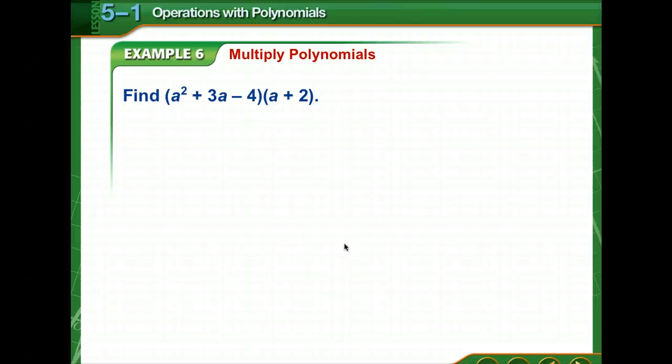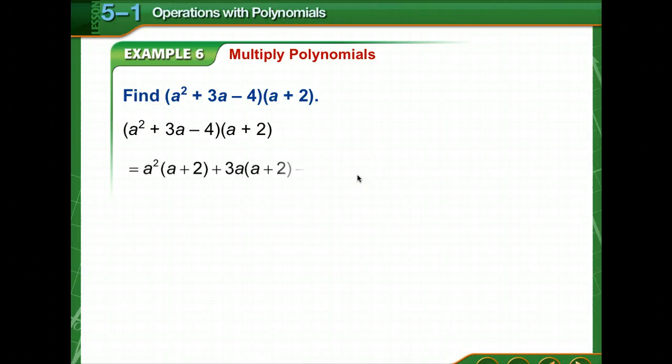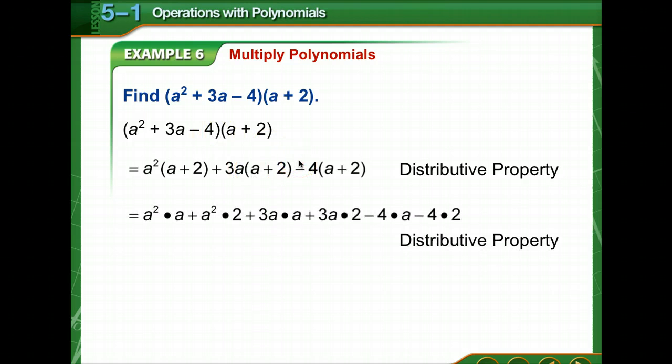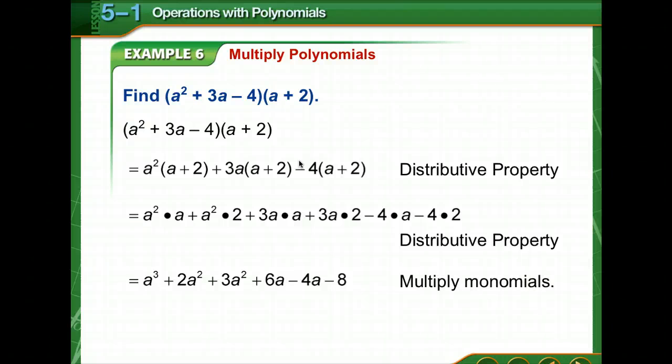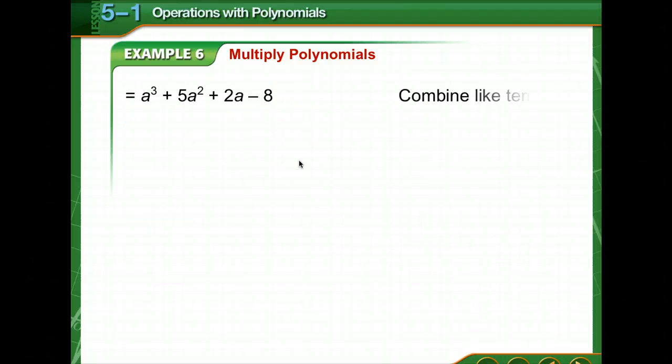Like addition and subtraction, polynomials are also closed under multiplication. So we're going to use the distributive property. We're going to multiply the a times every term in this set of parentheses and 2 times every term. Or how they've shown it, they've multiplied a squared by both of these terms, 3a and negative 4. So we've multiplied the monomials. Now we're going to combine our like terms. So our answer is a cubed plus 5a squared plus 2a minus 8.